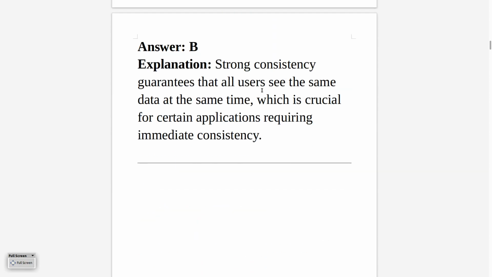B, strong consistency guarantees all users see the same data at the same time, which is crucial for specific apps requiring immediate consistency. Okay, I understand what they're saying. Yeah, because if you only have eventual consistency, then some users are going to get old data. So, okay, I get it. I'm not sure I agree with the way the question was phrased, but I do understand this principle.